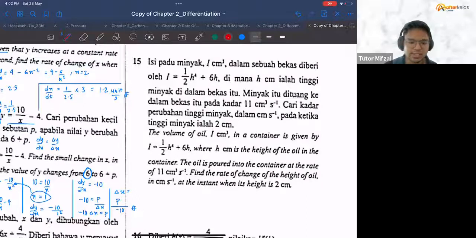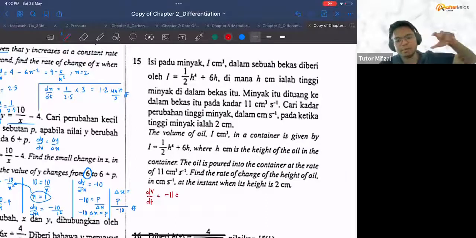What is given is 11 centimeter cube per second. Since it is centimeter cube per second, it is dV over dt. So your dV over dt is negative 11. The volume of oil, negative 11. Why? Because it is being poured out. So when it is poured, the volume gets less and less, it decreases. So negative 11 centimeter cube per second.